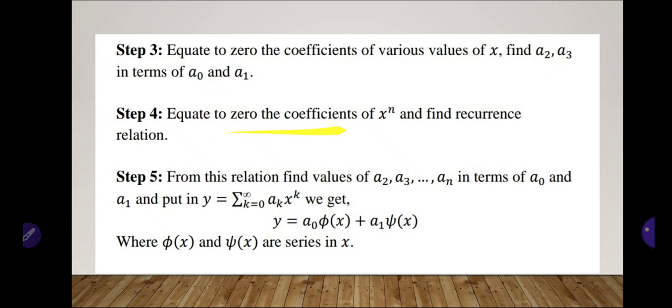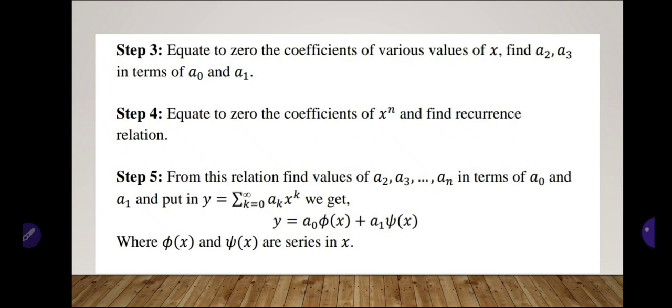Also we have to equate the coefficient of x raised to n to 0, and we will get some recurrence relation. So that relation is called the recurrence relation. Now from this relation also we can find the values of a2, a3, and so on up to an in terms of a0 and a1. So after finding all these coefficients a2, a3, a4, up to an in terms of a0 and a1, put them in the given solution.